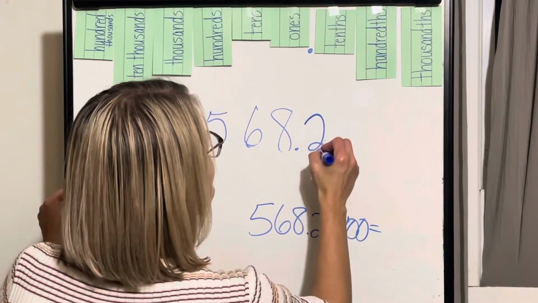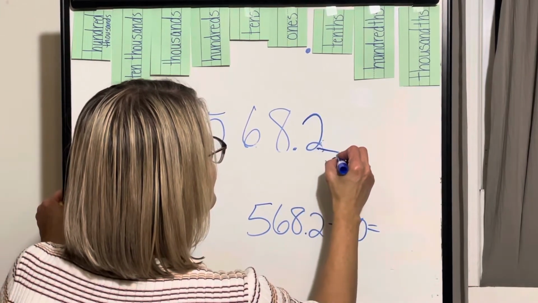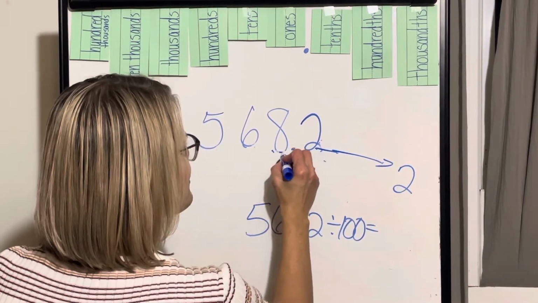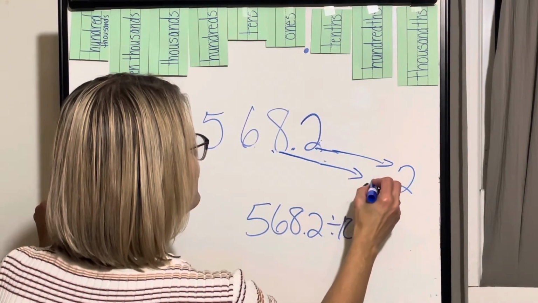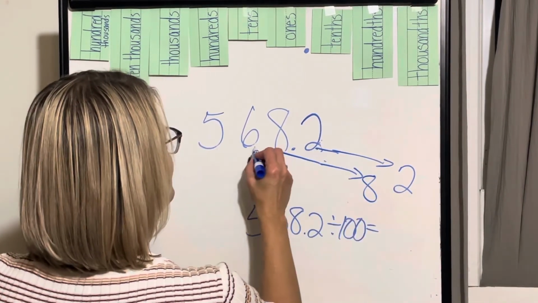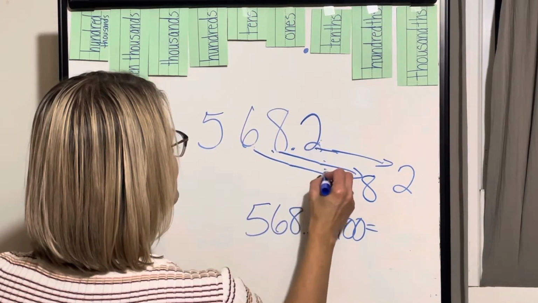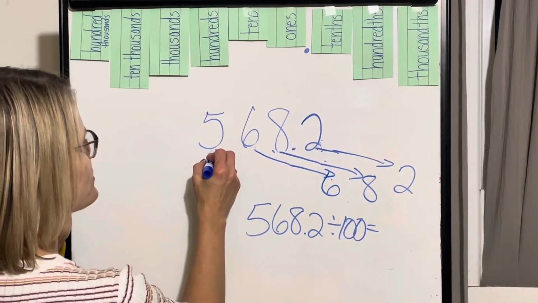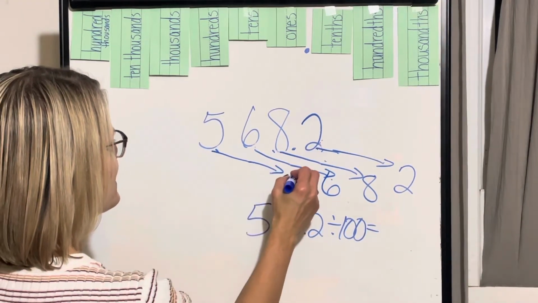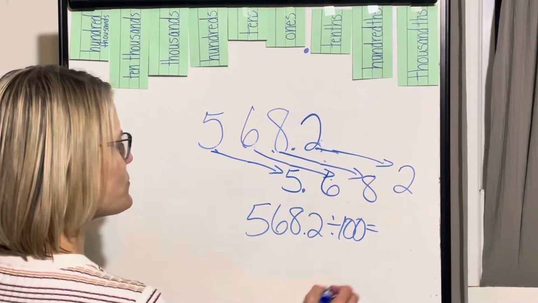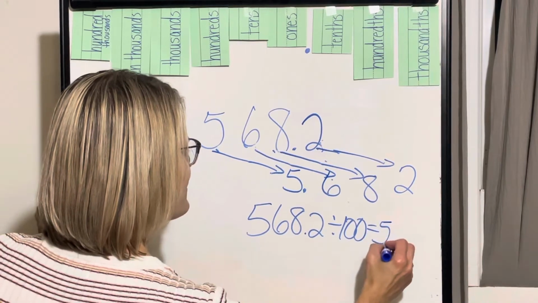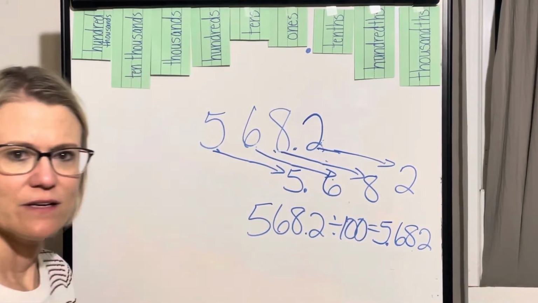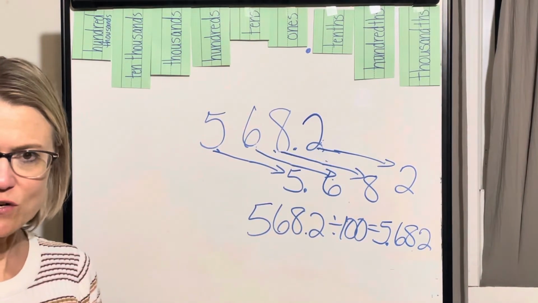The 2 in the tenths ends up 1, 2 places over in the thousandths. The 8 ends up 1, 2 places in the hundredths. The 6 ends up 1, 2 places over in the tenths. And the 5 that is in the hundreds goes 1, 2 places to the ones. So now we have 5 and 682 thousandths. Whew, this is hard work.